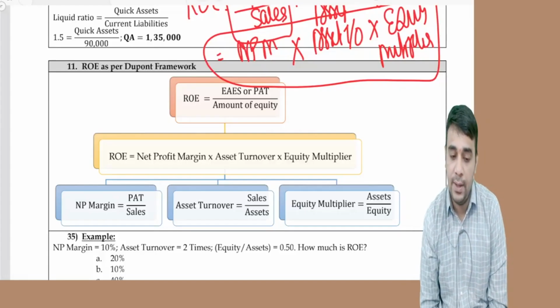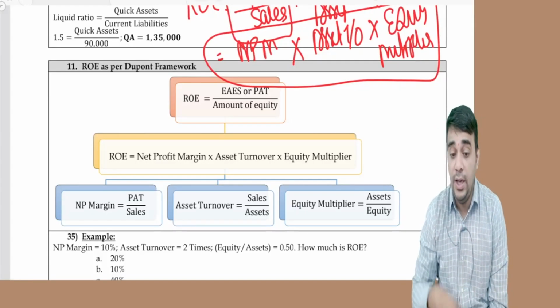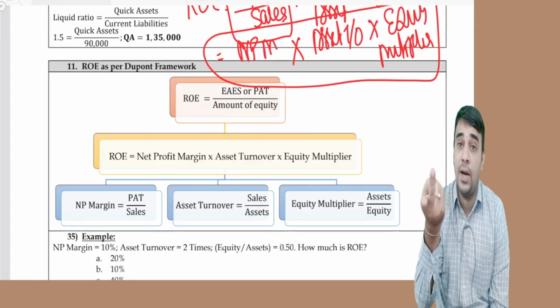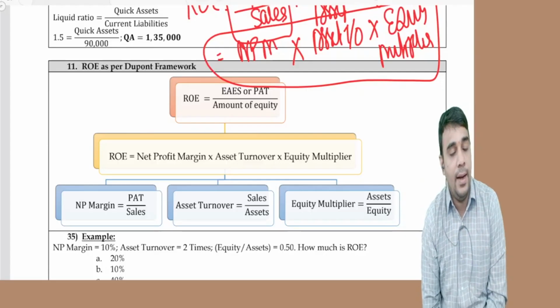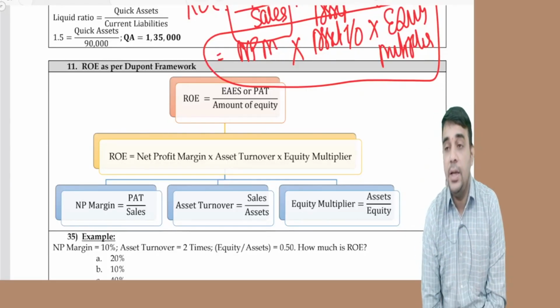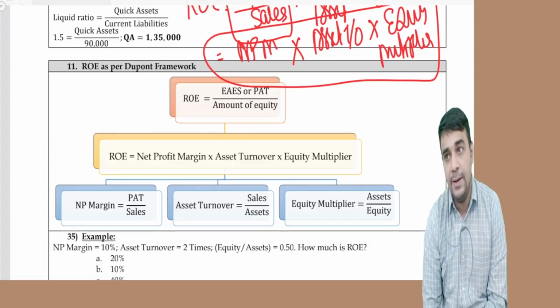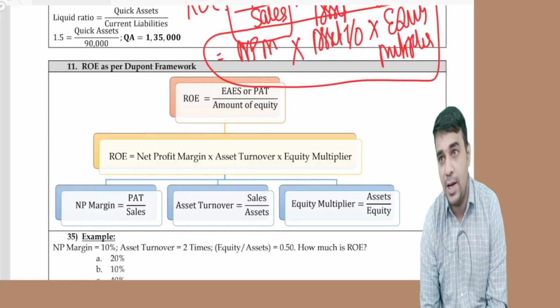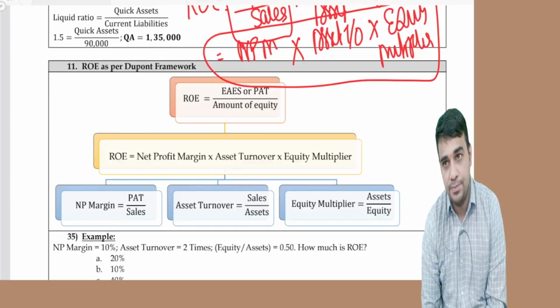What is the ROE? NP margin into asset turnover into, they have given equity by asset. I want asset by equity, so I'll inverse the formula. Net profit margin into asset turnover into asset by equity. They have given equity by asset, and we'll call it asset by equity. Any doubts on this? Clear?